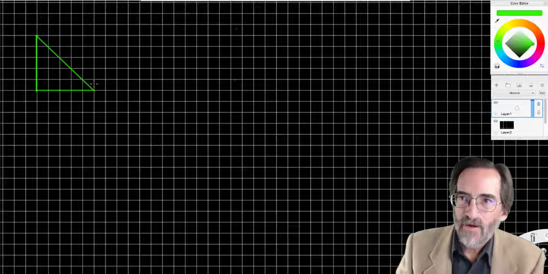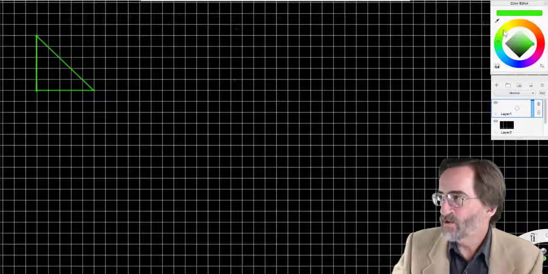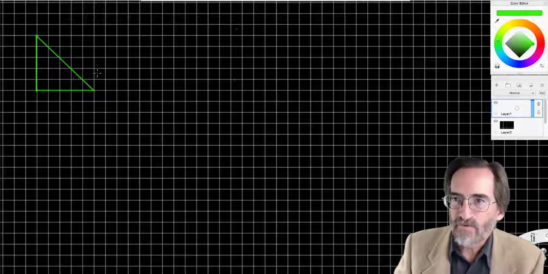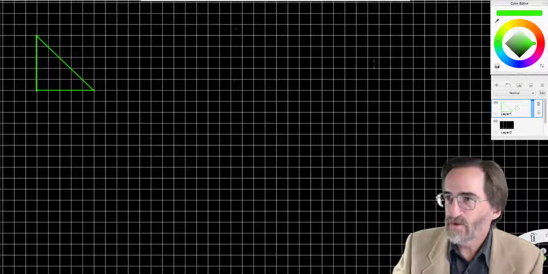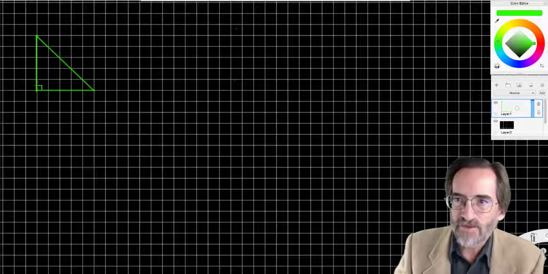Okay, if you look at the angles on this, you'll discover by the definition of square that this bottom left angle is a 90-degree angle. And these two angles are half of 90 degrees, or 45 degrees. So this is a 45, 45, 90 triangle. Okay?